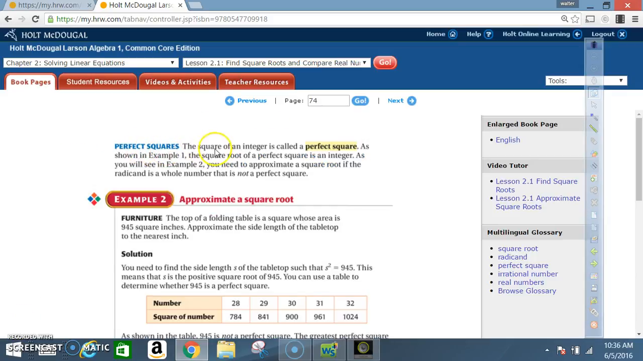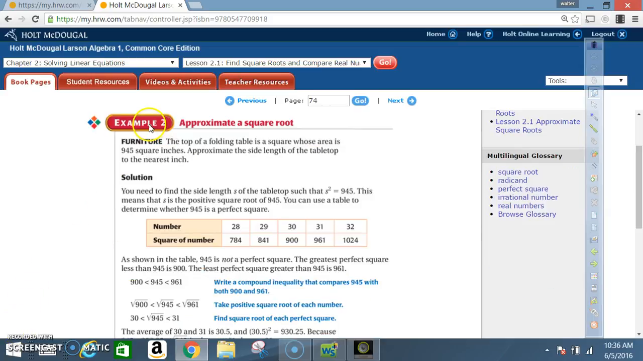Perfect squares. The square of an integer is called a perfect square, as shown in example 1. The square root of a perfect square is an integer. As you will see in example 2, you need to approximate a square root if the radicand is a whole number and is not a perfect square. Example 2. Approximate a square root. Furniture. The top of a folding table is a square whose area is 945 square inches. Approximate the side length of the tabletop to the nearest inch.